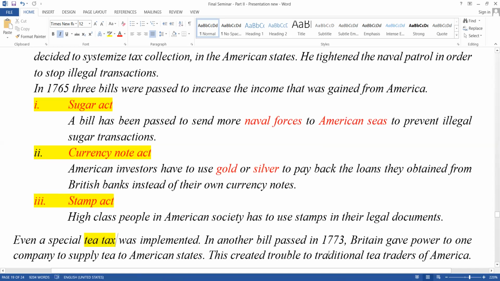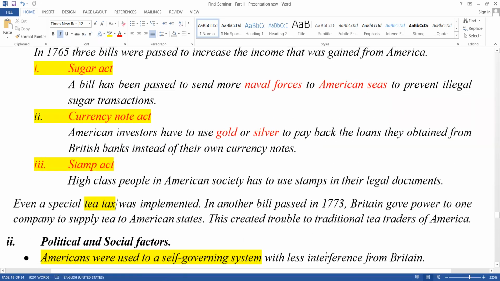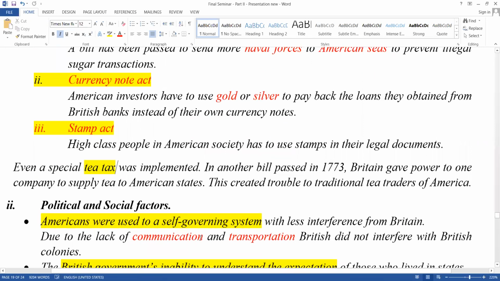Okay. And political and social factors, in the second heading: Americans were used to a self-governing system. Because of long distance and little communication, no interference was there. But now suddenly they started interfering. So why did people go to America? In search of economic freedom, religious freedom, freedom. They valued freedom. That's why they went. So when their freedom was violated and the motherland interfered a lot, they became agitated.